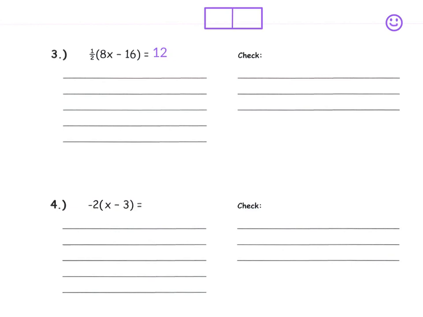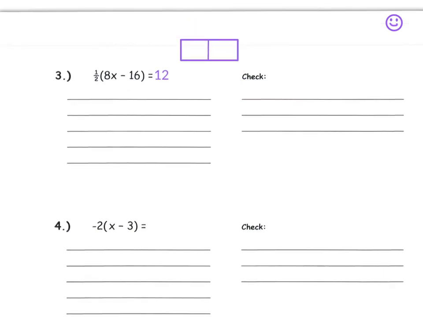So to do this, we're going to need an area model. That's step 1, because I need to distribute. So I'm going to bring an area model, and I always just do that off to the side, and then I'm going to put my 1/2 on the side. And then on the top of my area model, I have the 8x, which is the first term, and then it's a negative 16 as my second term.